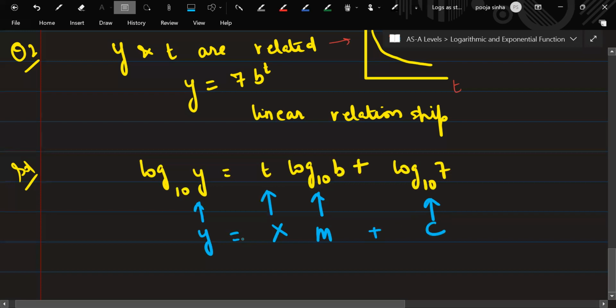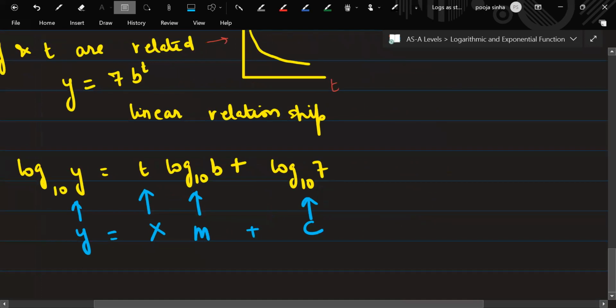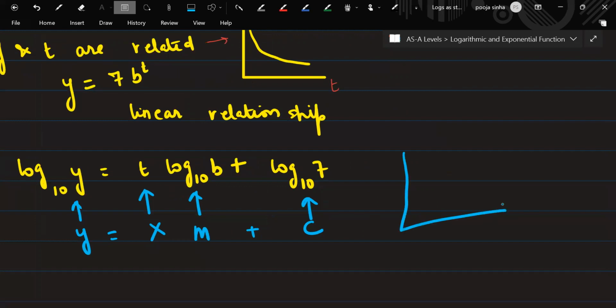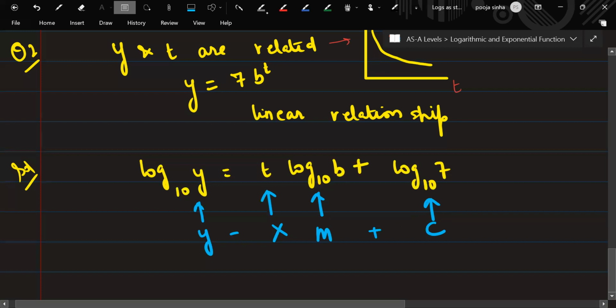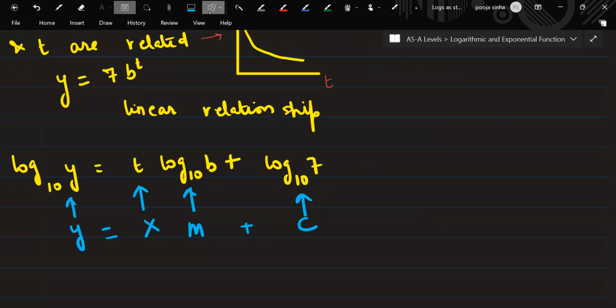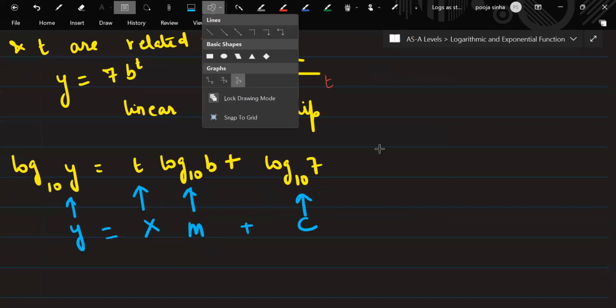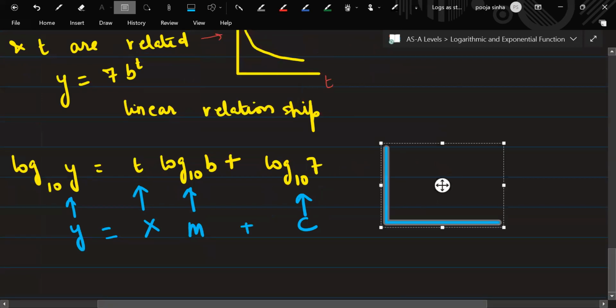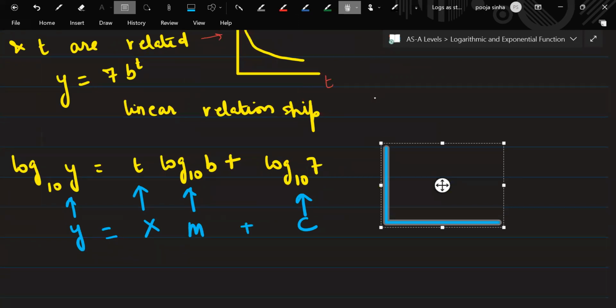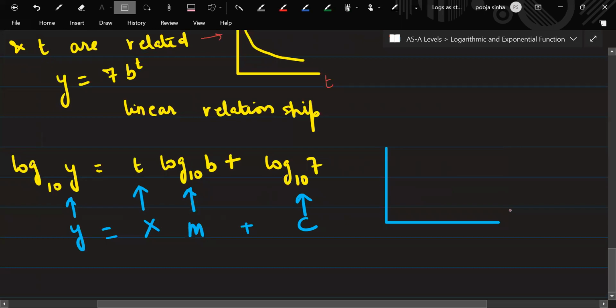Now see, the point is, your question is that we have brought it to this form, but what does it mean? This means that you're going to plot it in this way. So what will you put on the x-axis? T. On y-axis? Log y. Log to the base 10 of y. And what will be your y-intercept? Log 7.